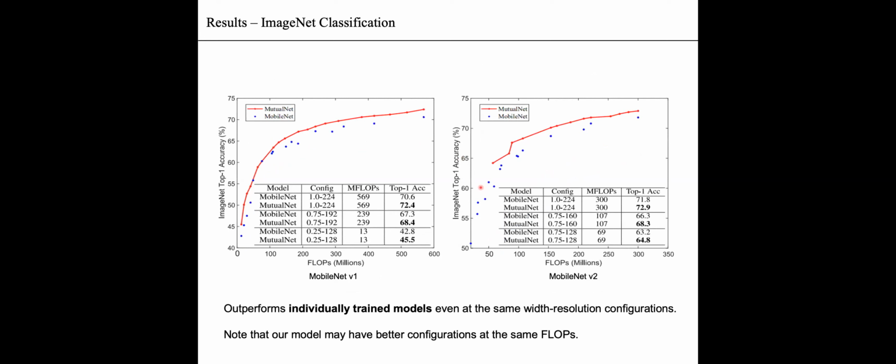We also did some comparison with individually trained networks. We can specify individual configurations and train the network at that specific configuration. We did this for MobileNet v1 and then v2. At each configuration corresponding to a specific computational cost, we trained the MobileNet from scratch and looked at the performance. Our MutualNet, which trains a single network one time, is able to outperform these individually trained networks at each specific configuration. We observed a similar improvement over the MobileNet v2 backbone.